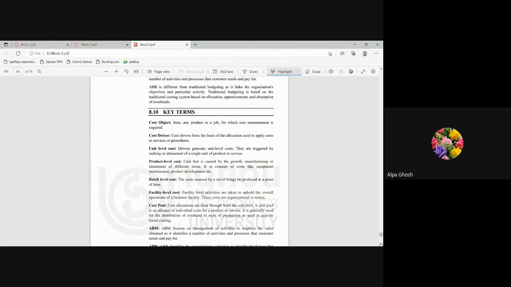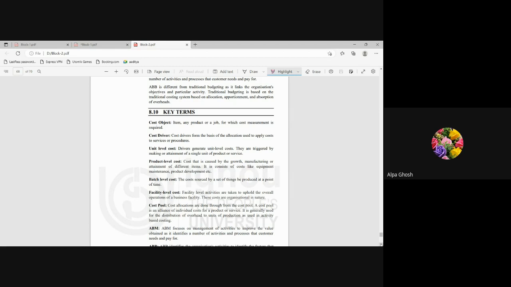Unit level cost. Drivers generate unit level cost. When you find the total cost and then divide it, the result is your per unit cost. They are triggered by making or attainment of a single unit of product or service, and then it can be multiplied with numbers. What is product level cost? Cost that is caused by the growth, manufacturing, or attainment of different items. It consists of costs like equipment, maintenance, product development.